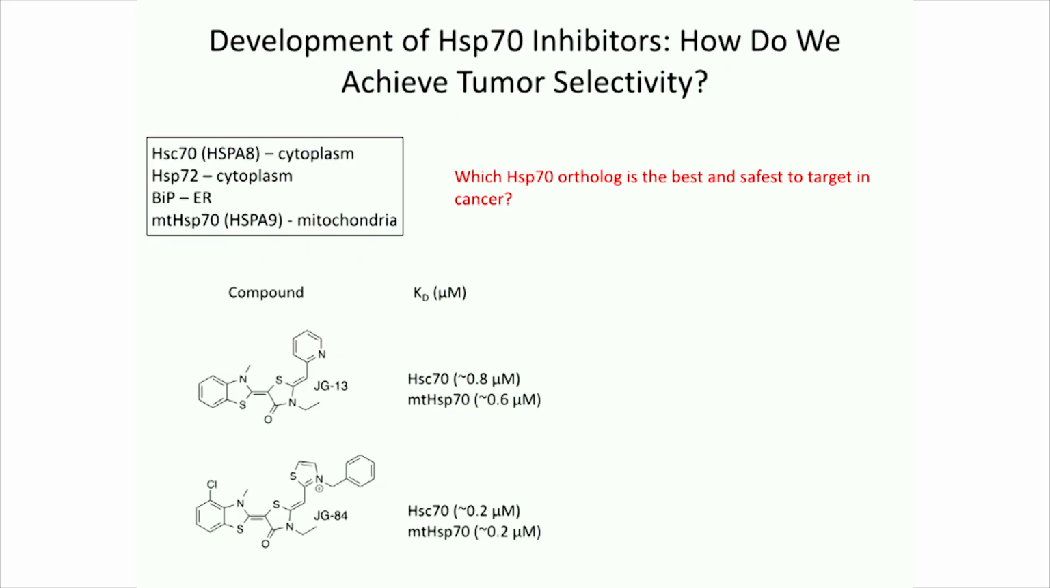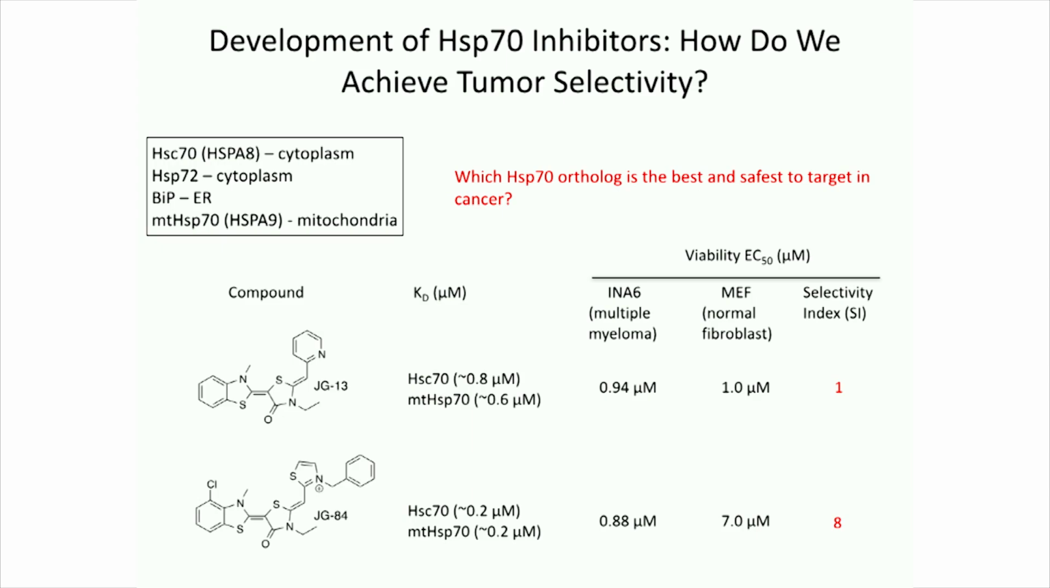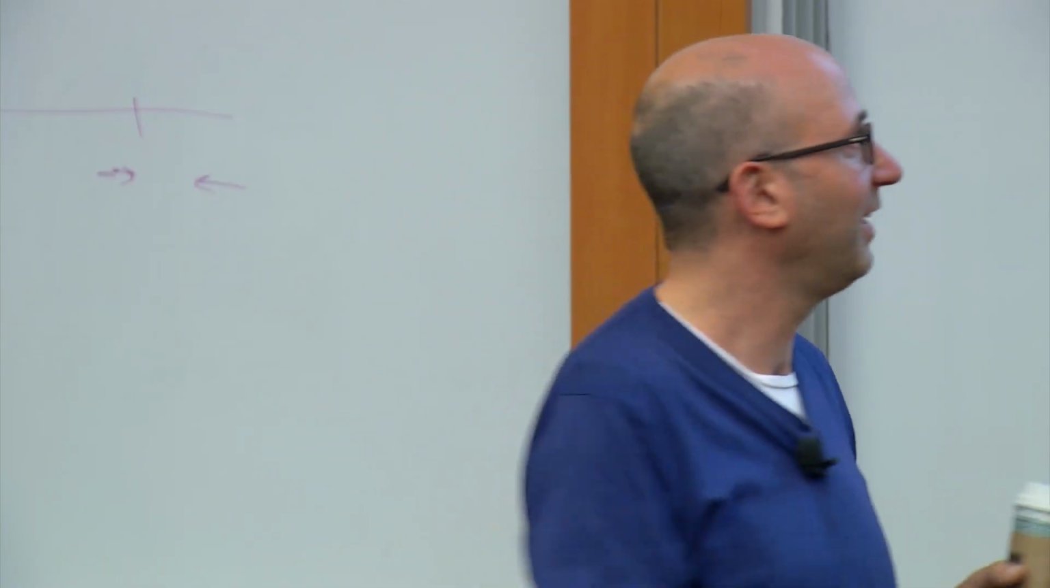In vitro, these inhibited all the different HSP70s with similar specificity, similar affinity. This first compound, though, they both killed cells. HSP70 is essential, that's not a surprise. They better. This first compound, though, had no specificity for a transformed cell line over a normal fibroblast. So selectivity index of 1. That's by definition a really terrible drug.